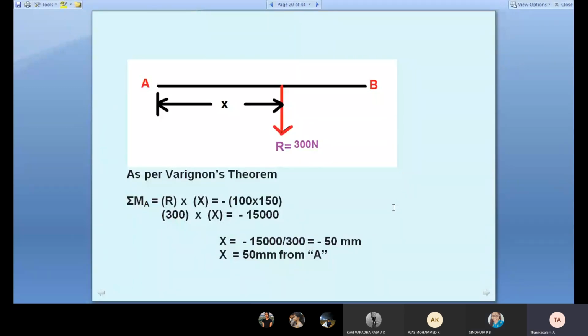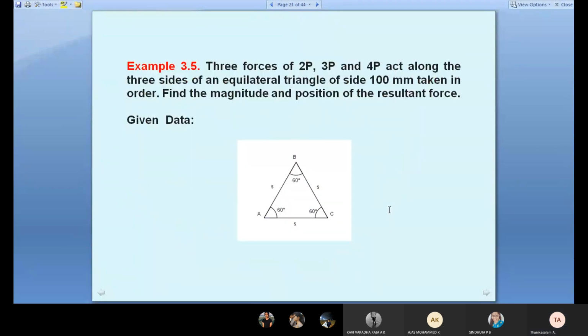So we solved the problem: one is like parallel force, and the other is unlike parallel force. We solved the resultant and the x value. Then read this question. Three forces of 2P, 3P, and 4P act along the three sides of an equilateral triangle of side 100 mm, taken in order. Find the magnitude and position of the resultant force.